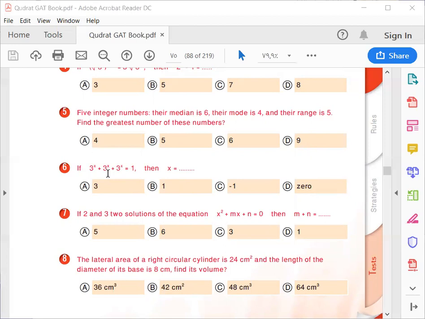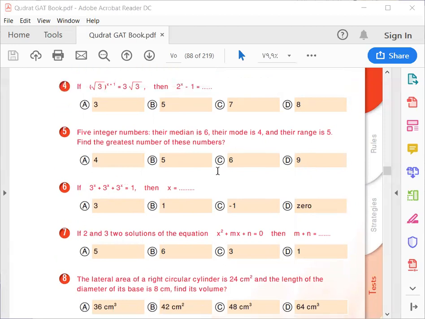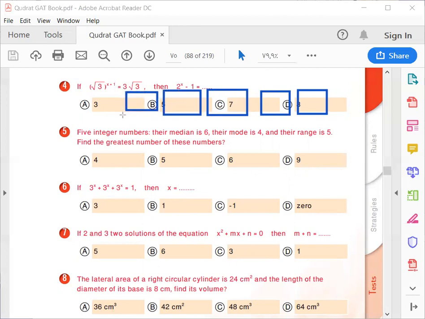So we have five numbers. I write them here. This is the first one, second one, third one, fourth one, and the fifth one. So what is the number? Their median is 6, so I put 6 in the middle, right? So I put 6 here.